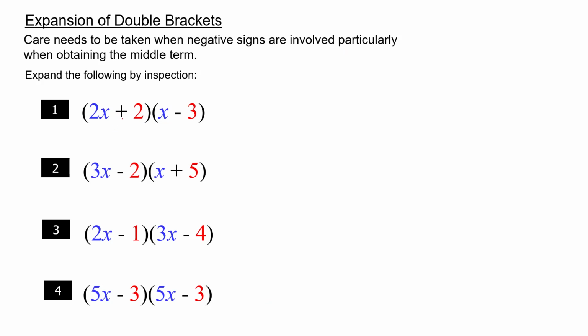First one we got is 2x plus 2 multiplied by x minus 3. So remember, every term in this bracket multiplies every term in this bracket. Let's multiply everything by the 2x first. So we've got 2x times x gives us 2x squared, and then 2x times minus 3 is minus 6x.